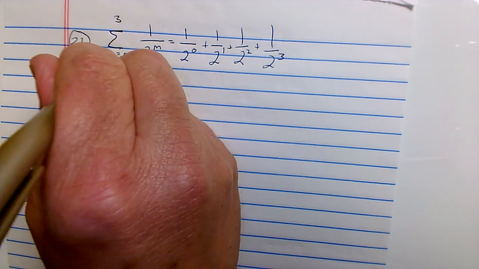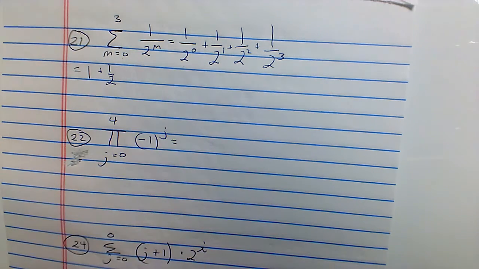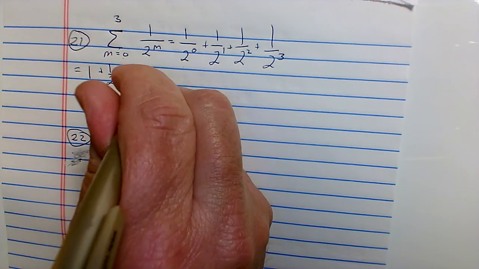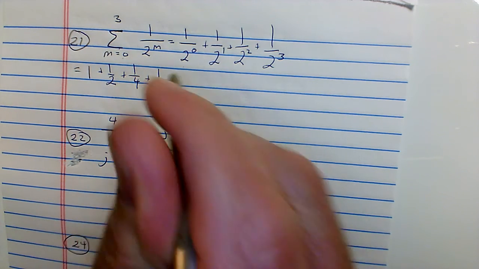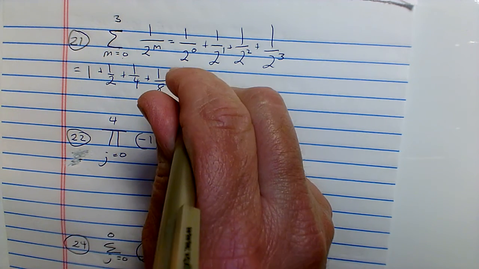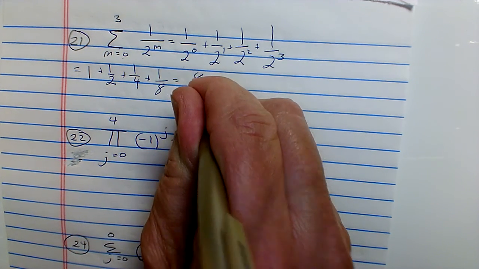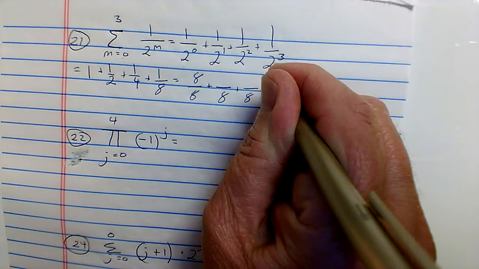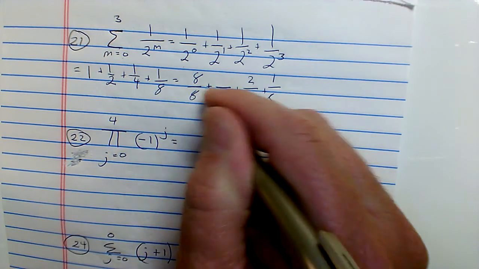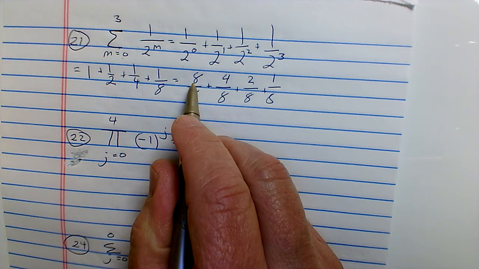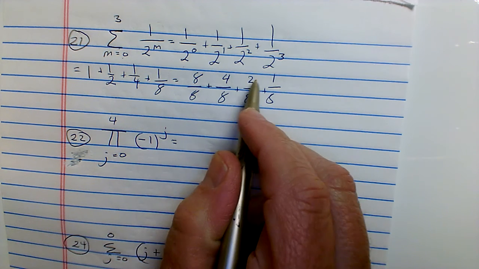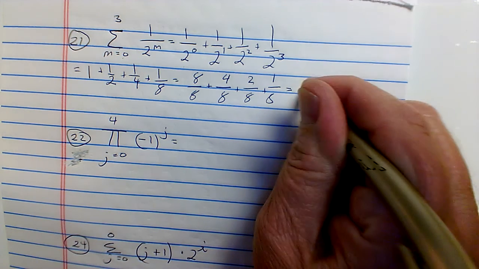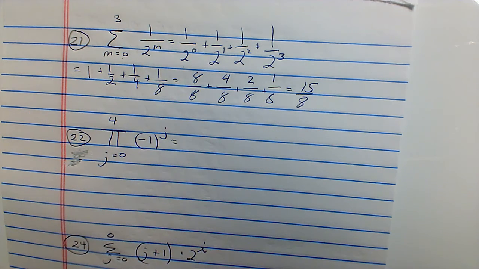2 to the first is 2, so we have plus 1/2, plus 1/4, plus 1/8. Well, if we want to simplify this, we have a common denominator of 8. So this would be 2/8, and this would be 4/8. So we have 4, 5, 6, 7, 15/8 would be this one.